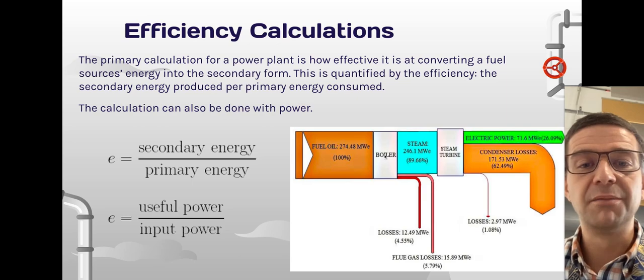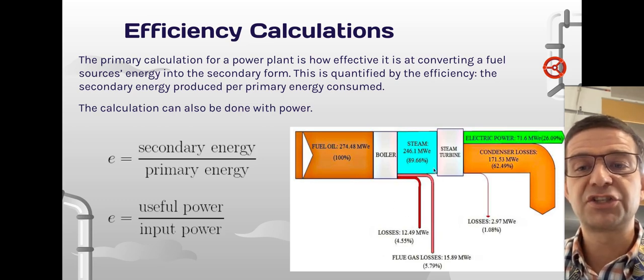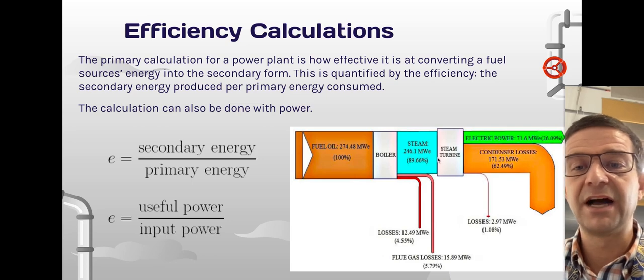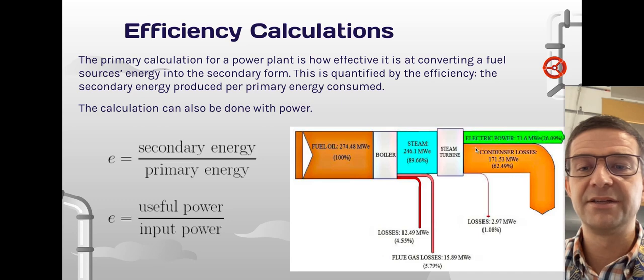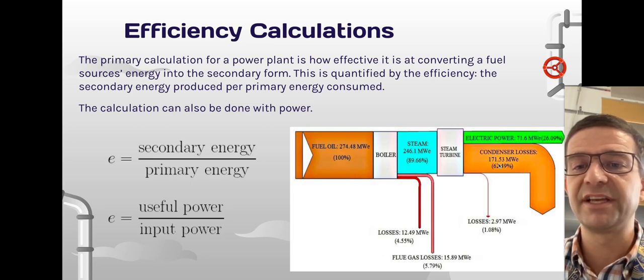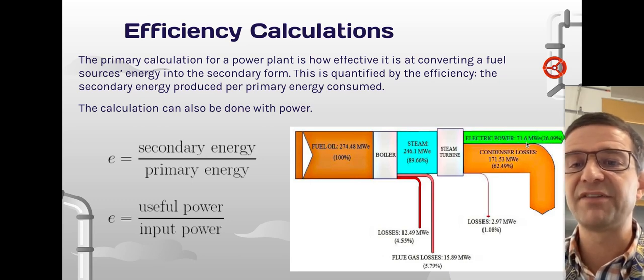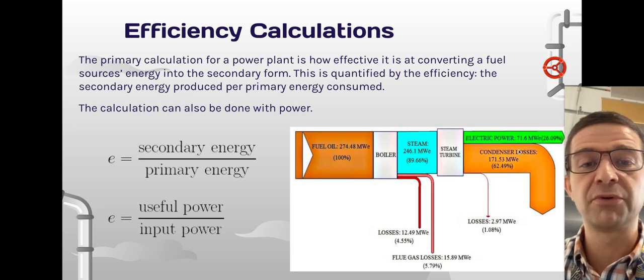The boiler burns the oil, converting it to steam rather efficiently here with very few losses. You can heat up water. The turbine, on the other hand, is only about 30% efficient. So you have 172 units of energy that are lost to the condenser for every 72 units of electrical power produced.